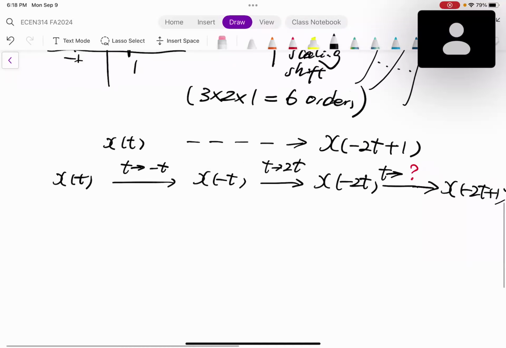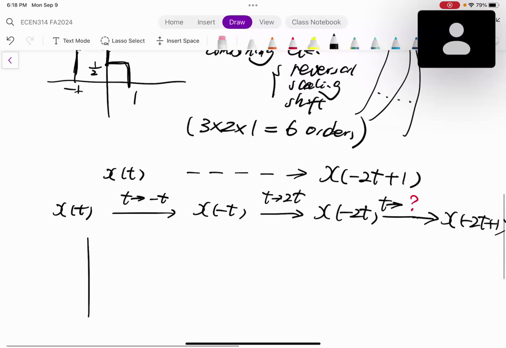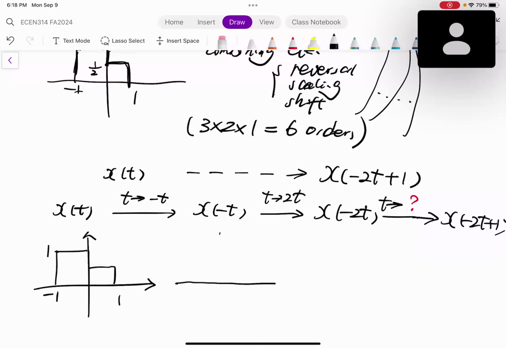Let's do the time reversal first. So we have the original signal as this. And then when you do the time reversal, it's really like changing the direction of time. So the signal is mirror imaged, right? So 1 is now at -1, and -1 is now at 1. So this point is going to be here, and this point is going to be here. So it's like a mirror image.